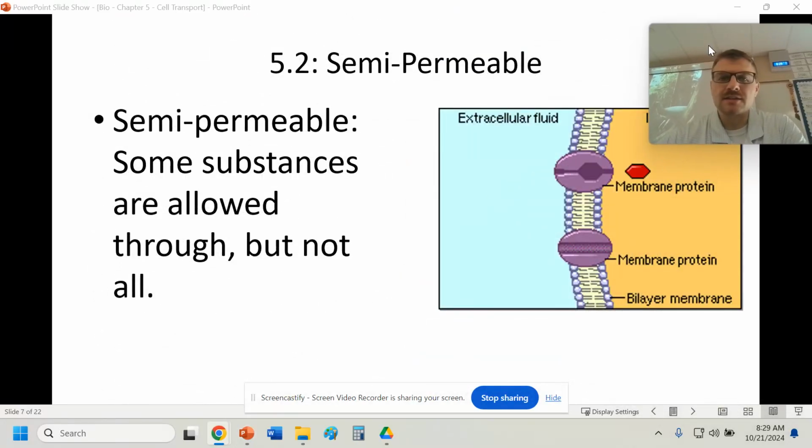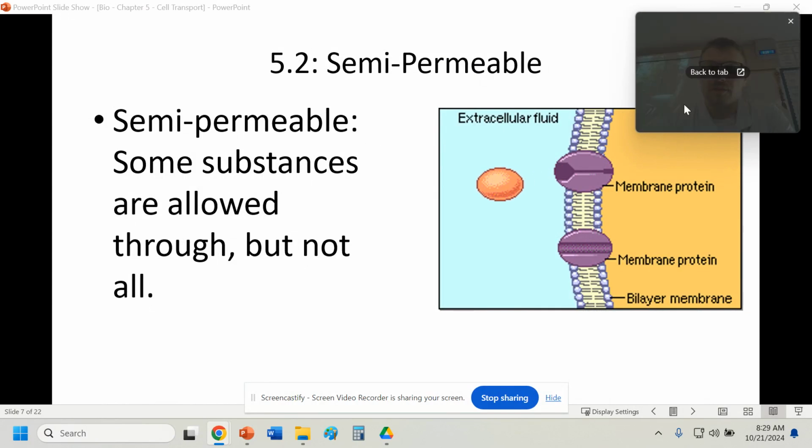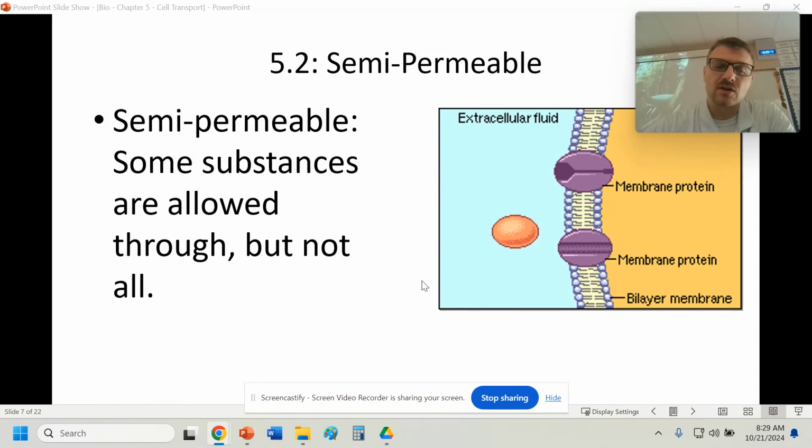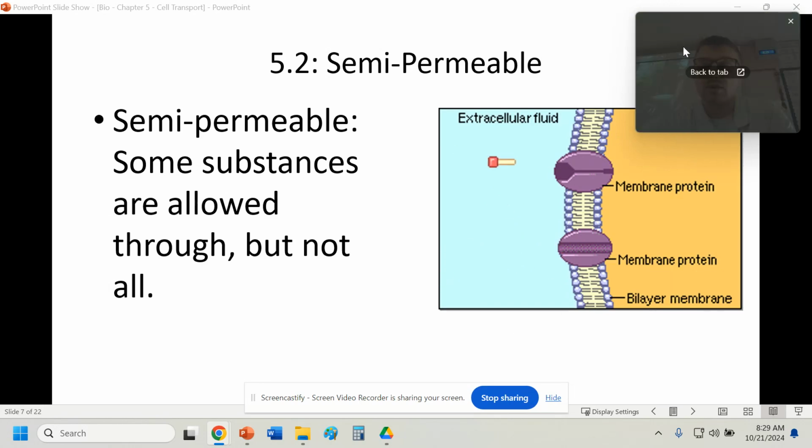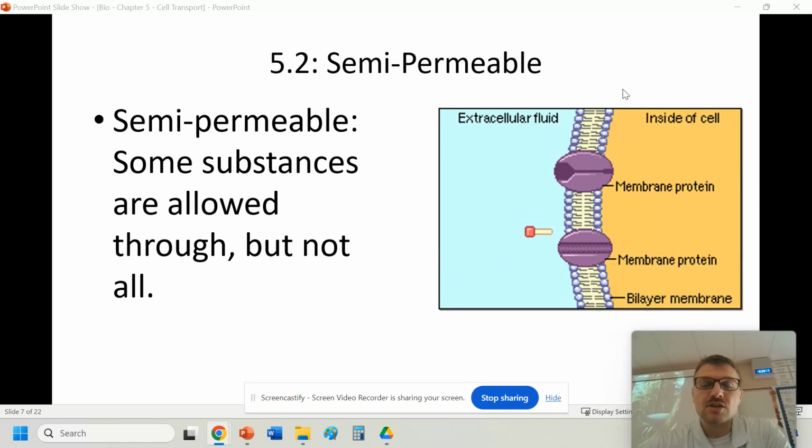All right, in section 2 we have something called semi-permeable. This is where some substances are allowed across, but not everything is allowed across. Think semi meaning some, and permeable meaning able to cross the membrane. This animation shows how some molecules move past the membrane, some molecules can't move through, and some molecules need a little bit of help to make it across the membrane. So the membrane regulates what enters and leaves the cell.